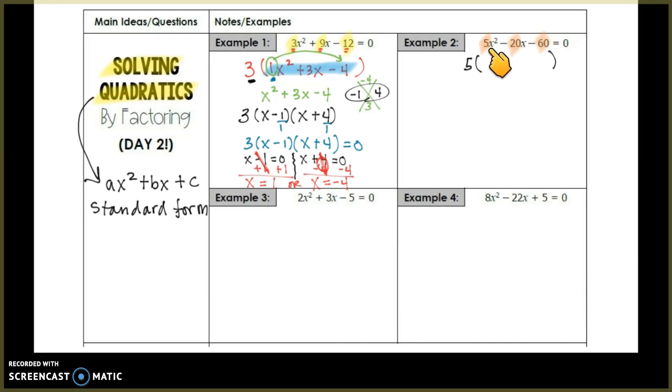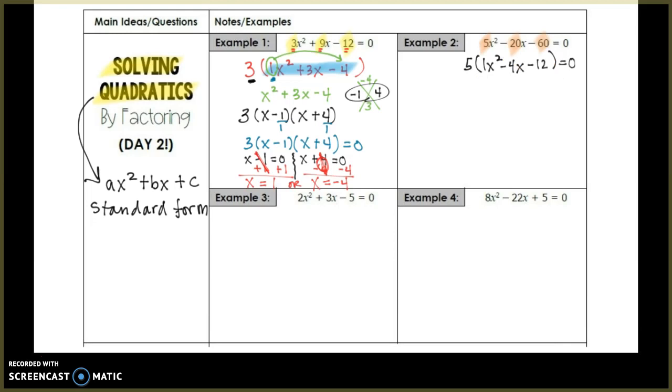So now I divide each one of these numbers by 5. So 5 divided by 5, well, that's just 1x squared. And then I look at 20, and I also divide that by 5, and that is negative 4x. And I look at 60, and I divide that by 5, well, negative 60, because there's a minus sign there, and that will be negative 12. And of course, this is still equal to 0.